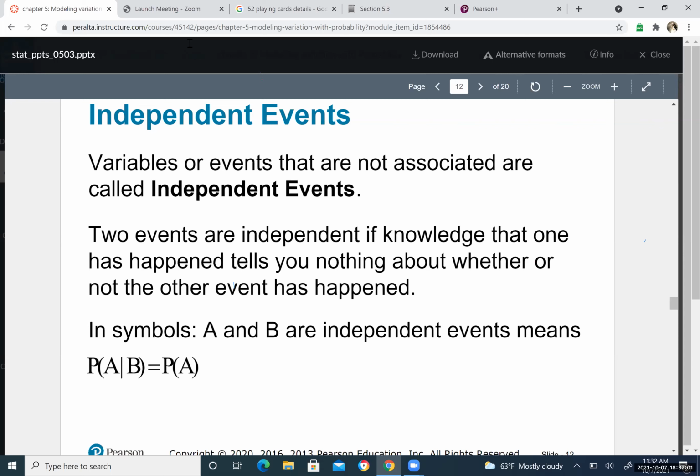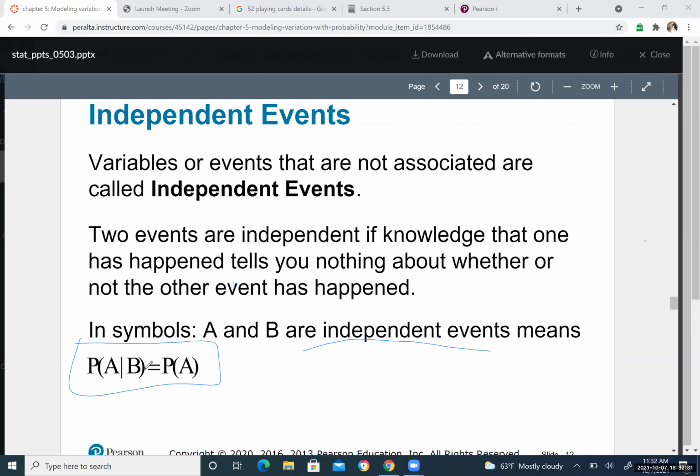So in symbols, we have A and B are independent events. So we're pretending A and B are independent events. It means, this is a formula for you to test: if they are independent events, then this happens. The probability of A given B equals the probability of A.